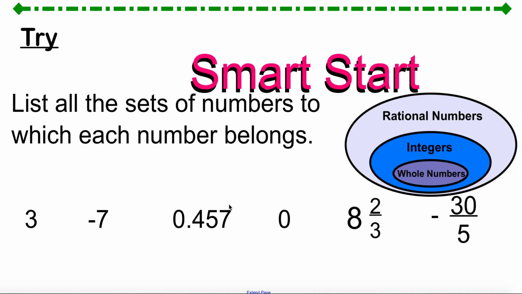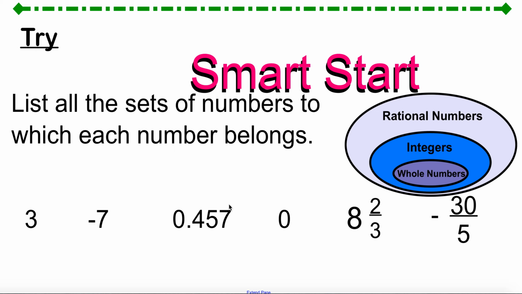It's 3, -7, 0.457, 0, 8 and 2/3, and -30/5. You have to list this. Pause the video for a few seconds and try it in your notebook. For example, does 3 belong to the whole numbers, integers, rational numbers, etc.? Just take a look. Just think about it.